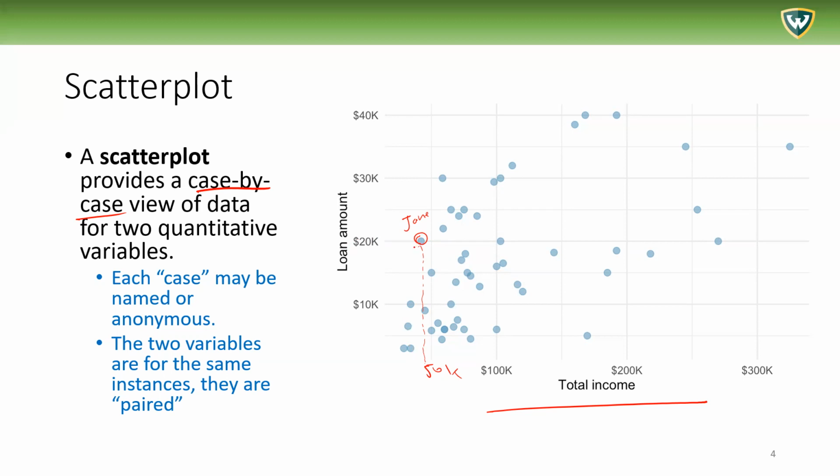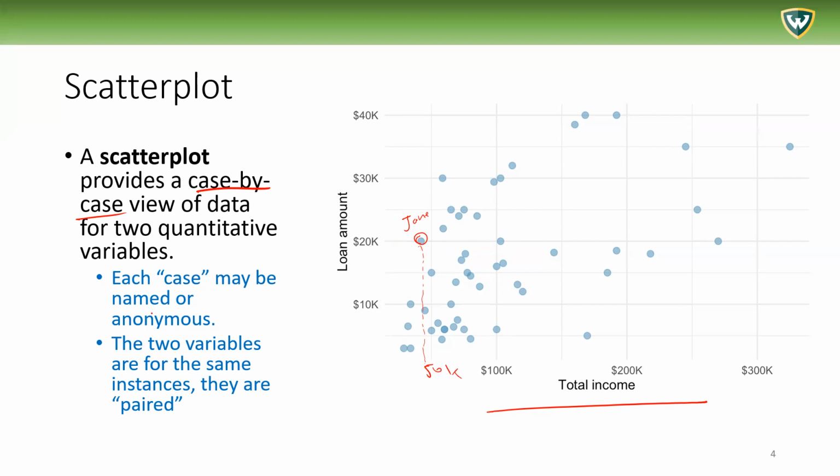By paired data, when we say the two variables are for the same instances, they are paired. So we have a data set where Jane, and all of these other individuals, have both a total income and a loan amount, and that data was captured in the same data set or for that same individual within the same scope of time or other reference that ties them together.